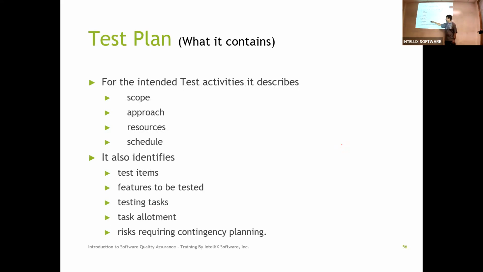In addition to that, it also talks about the test items, what features I'm going to test. So as part of scope, it not only gives the high-level scope, but starts breaking it down into a little more detail. What are we going to test? How are we going to do it? What are the tasks involved in order to do that testing? And if the scenario does not go as planned, how are we going to address it? So essentially, what is my contingency plan? And what are the risks?